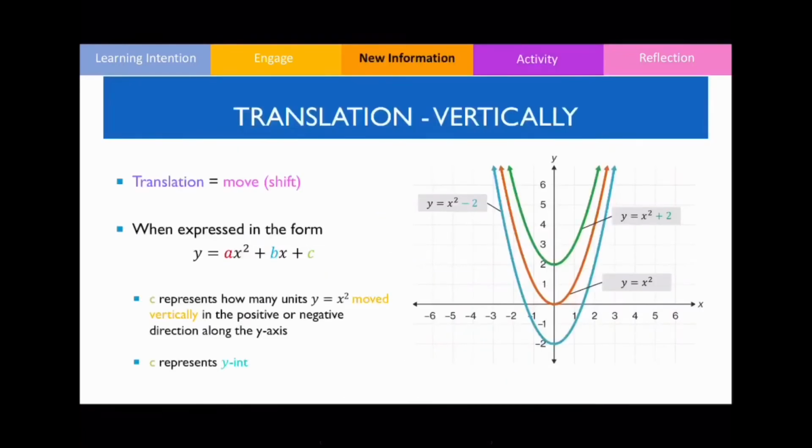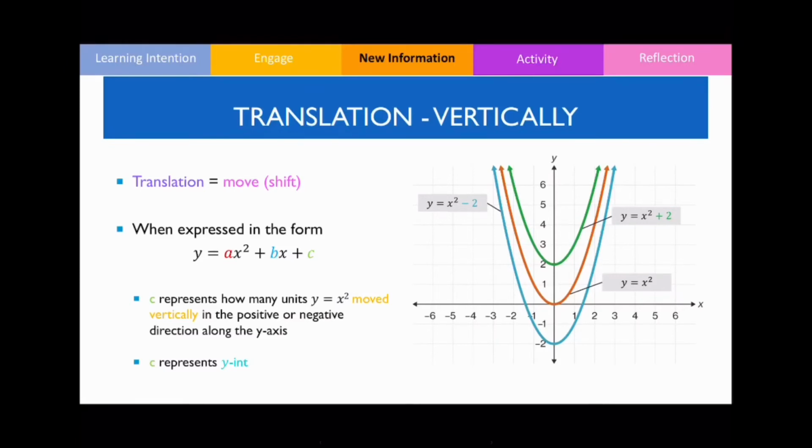So this type of transformation is referred to as a translation. Translation just means to move or to shift the parabola. So when you're expressing the quadratic equation in the standard form, the value of C represents how much it moved up or down along the y-axis, and it also corresponds to the y-intercept.